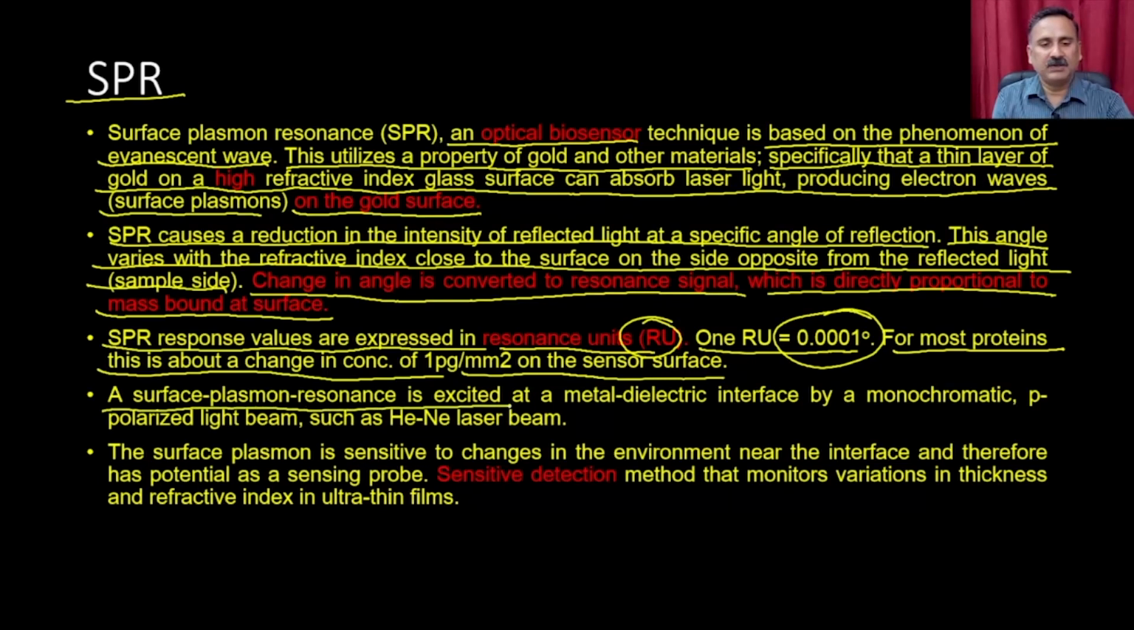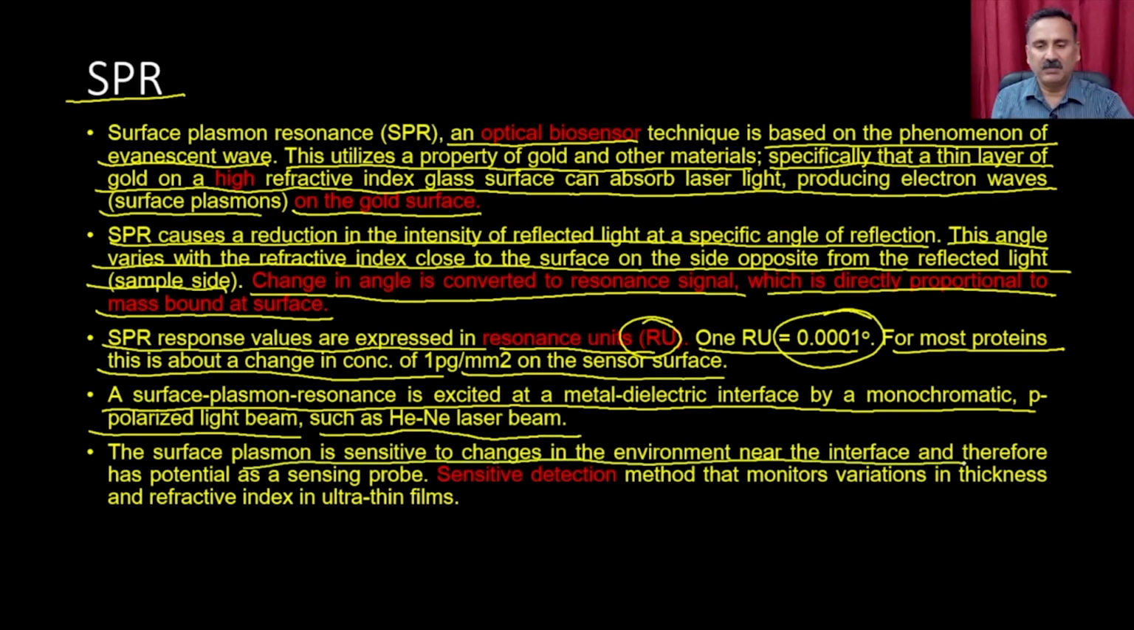Surface plasmon resonance is excited at a metal dielectric interface by a monochromatic plane polarized light beam such as a helium neon laser beam. The surface plasmon is sensitive to the change in the environment near the interface and therefore has the potential as a sensing probe. It is a sensitive detection method that monitors variation in thickness and the refractive index in ultra thin films.